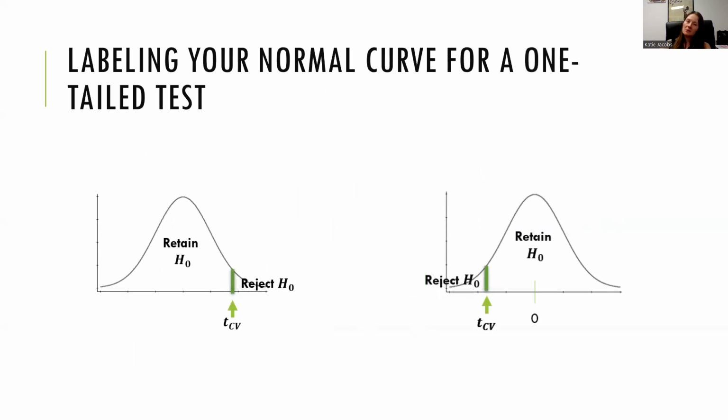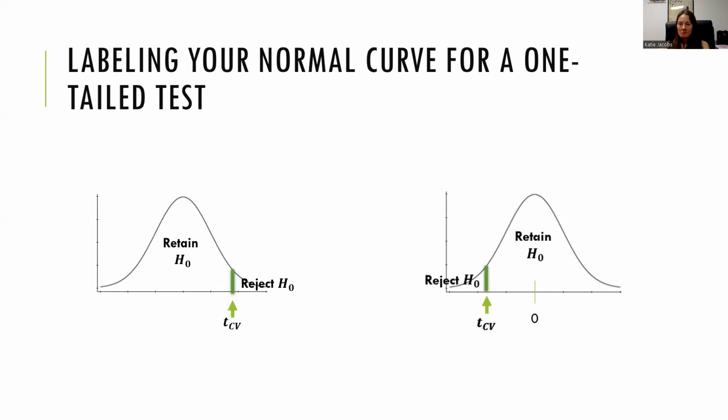So if we're labeling our normal curve for a one-tailed test, remember it depends on how we phrase our research hypothesis. If in our research hypothesis we believe that group 1 will be significantly larger than group 2, our critical value will be on the right side of our normal curve, and it will be positive. If we believe that group 1 would be significantly less than group 2, then our critical value will be negative and on the left side of our normal curve.